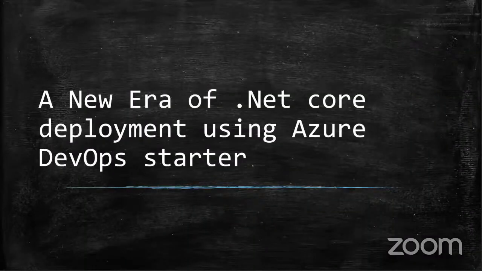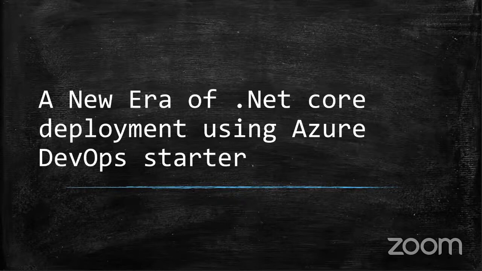Today my topic is regarding .NET Core deployment using Azure DevOps Starter. The new thing here is that, whatever the application, whether we are using a container or Azure Fabric for deployment in Azure, we need to have some knowledge about the platform we are going to connect to for our deployment.